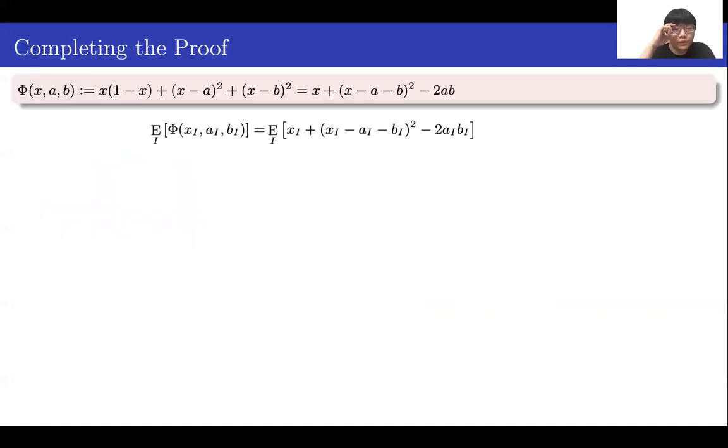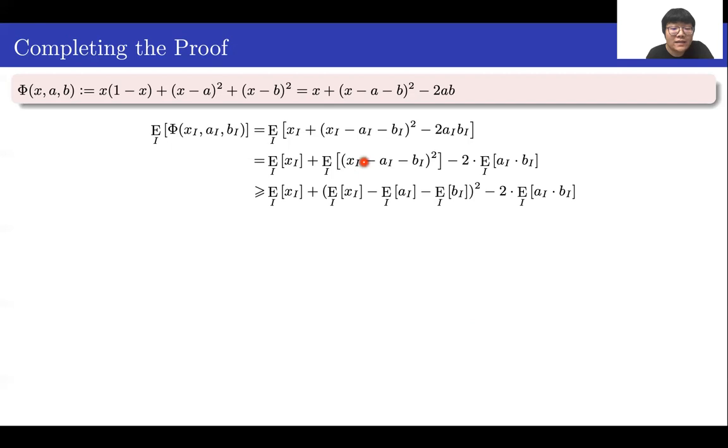So we completed the proof in the following way. We first note that this potential function can actually be written in another form, which is x plus (x minus a minus b) squared minus 2ab. So what we do is first write this potential function in this second form. Now we can use the linearity of expectation to push the expectation onto each term individually. Now we note that (x minus a minus b) squared is a trivariate convex function. So we can apply Jensen's inequality and push the expectation inside each term.